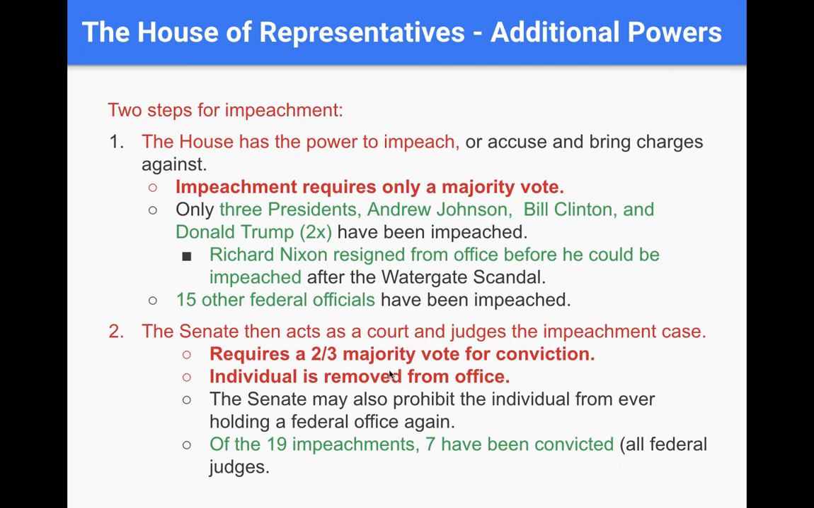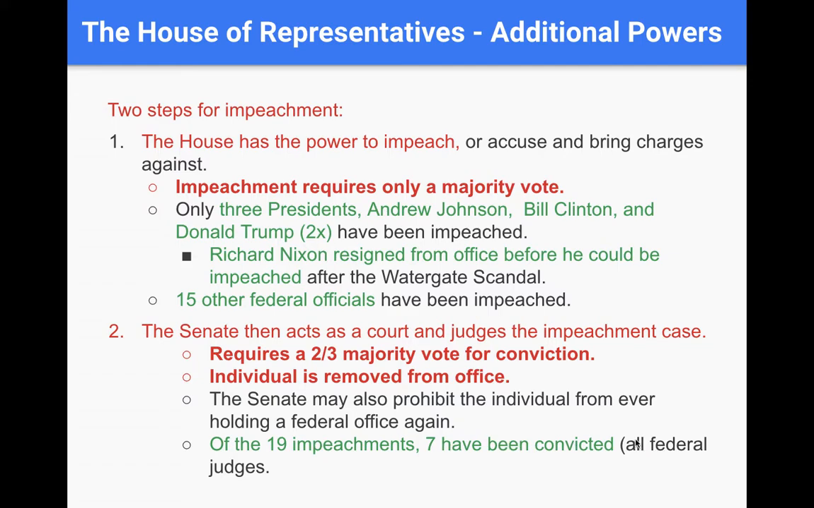So it's a much higher level, and at that point, the individual is removed from office. The Senate can prohibit an individual from ever holding federal office again. There have been 19 impeachments so far in our history. So again, when you consider we've been around for almost 250 years, that's not a ton. That's not a lot. 7 of those have been convicted, though. So the vast majority of impeachments haven't resulted in conviction.